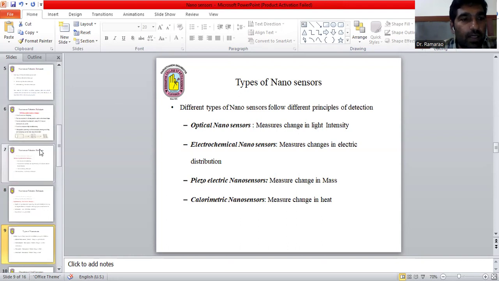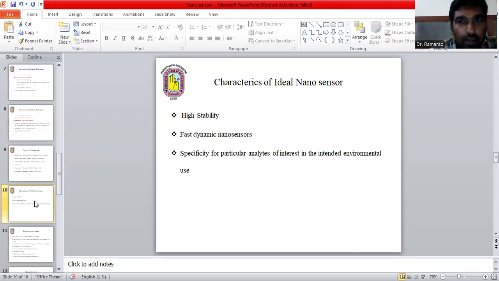There are different characteristics of ideal nanosensors. The first one is high stability. The second one is fast dynamic response. And the third one is specificity for particular analytes of interest and the intended use, such as environmental use.